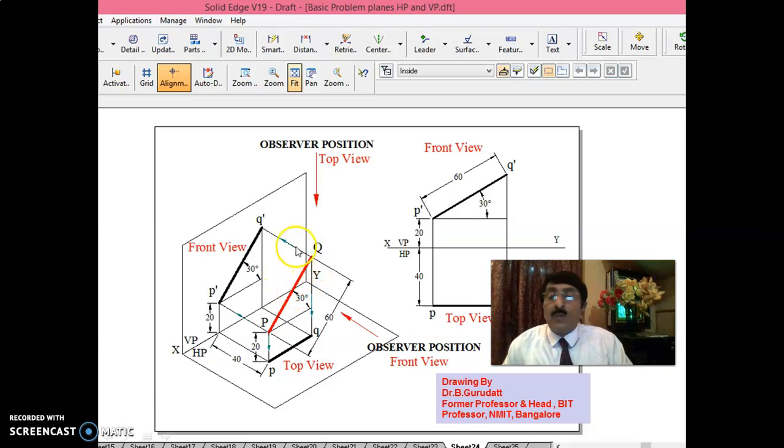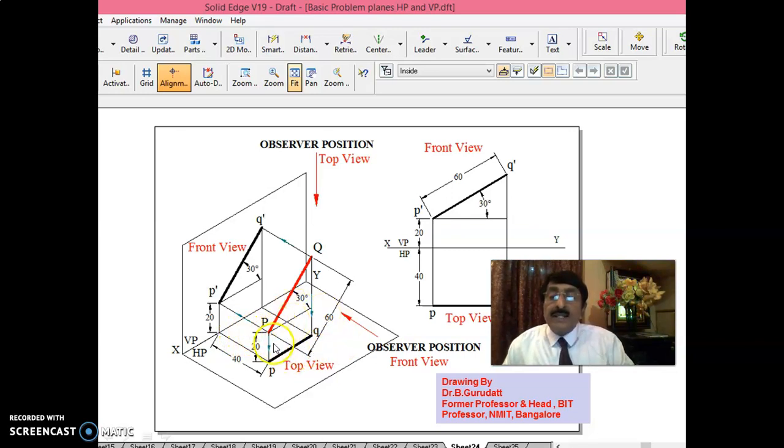When you move Q nearer to VP, P will come nearer to the observer. In that way, the problem becomes a double locus problem. Hereafter, these problems, the midpoint problems and all that, we call double loci problems.